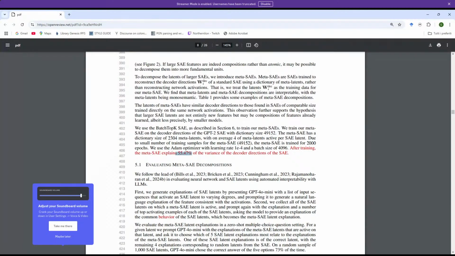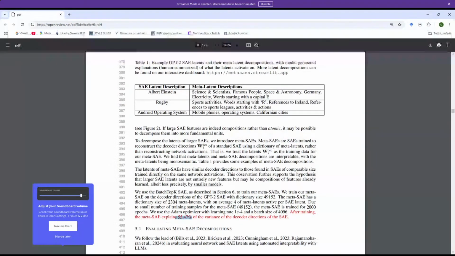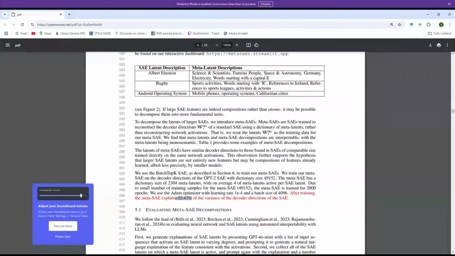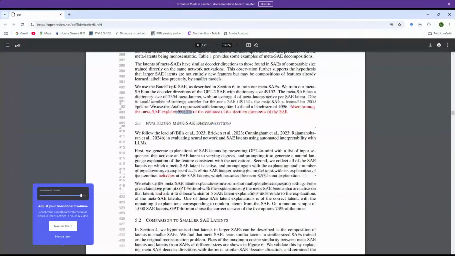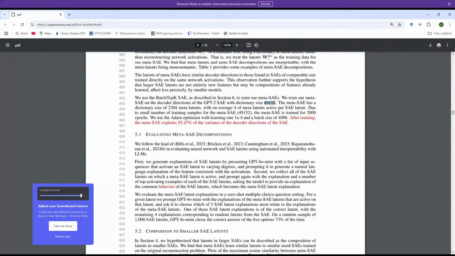Okay, so it's a single meta SAE for each SAE. Okay, all right, thank you. Yeah, it's a single meta SAE for each decoder. Yes, I think in this part of the article, they only looked at a single SAE, this one of size 49152.